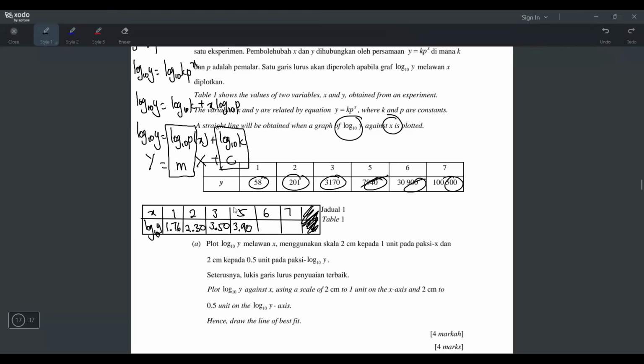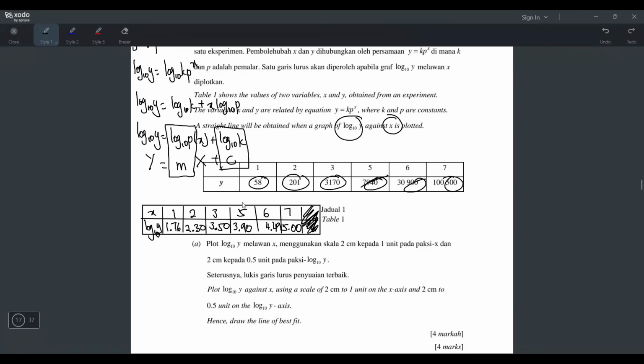Okay, next one, what is it? Log 330,900. 4.49, okay, 2 decimal places. Last one, log 100,500. My calculator gives me 5.00. The next digit is 2, so I don't need to add 1. So it's just 5.00. Okay, so this is my table.